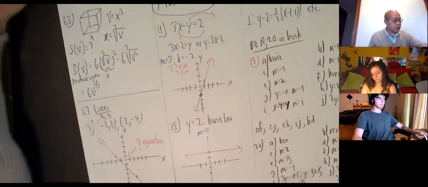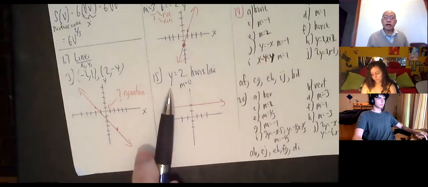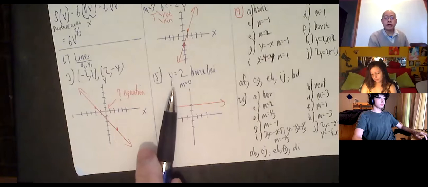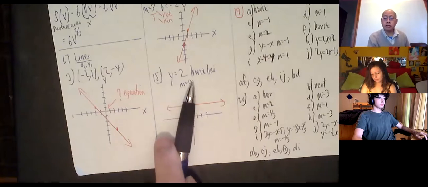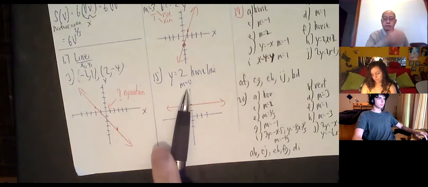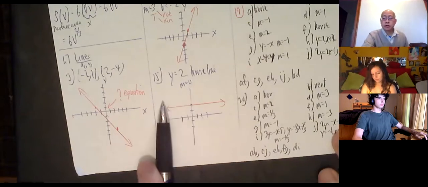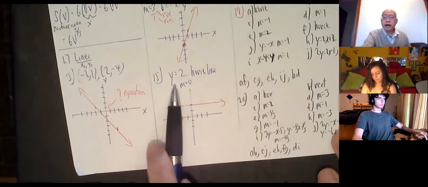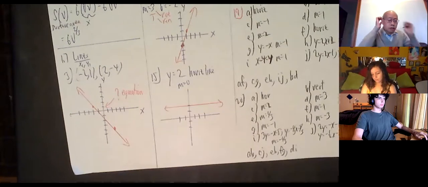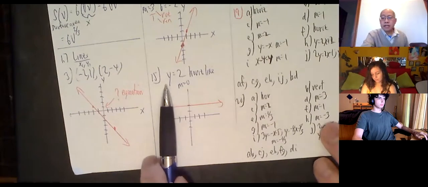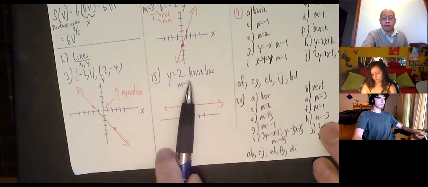Okay, for number 15, all it says is y equals 2. You have to remember that if it just says y equals a number, y equals a constant, it's a horizontal line. Automatically, it's a horizontal line with a slope of 0, as you can see. And a side note, if y equals a number is a horizontal line, do you recall what x equals a number is? X equals a constant is a vertical line.